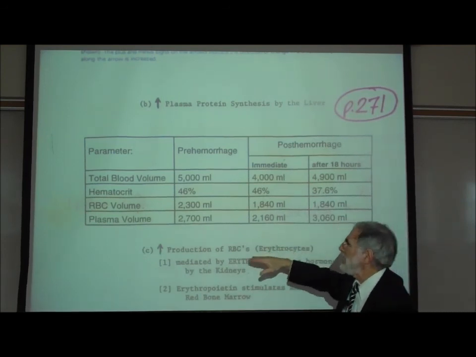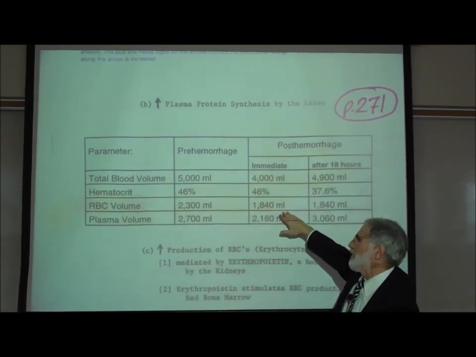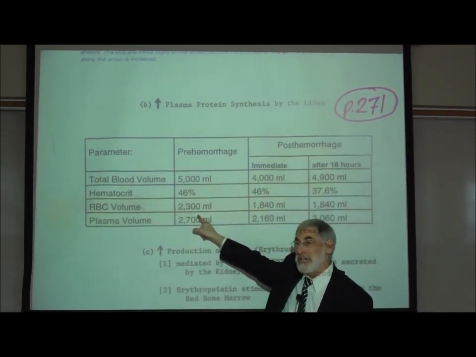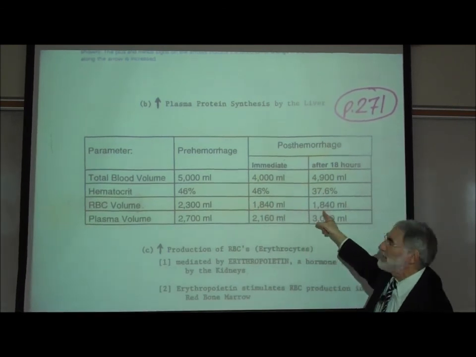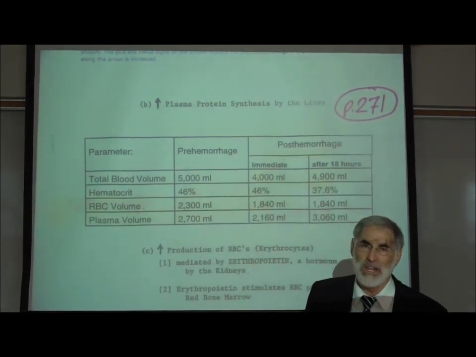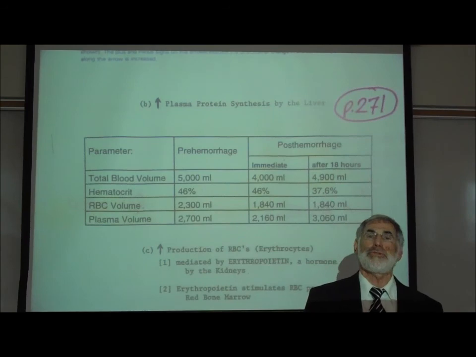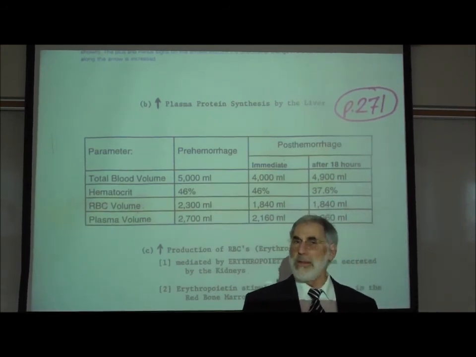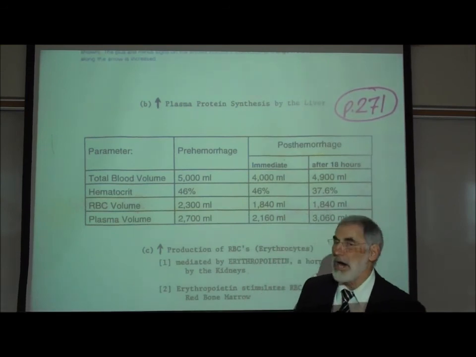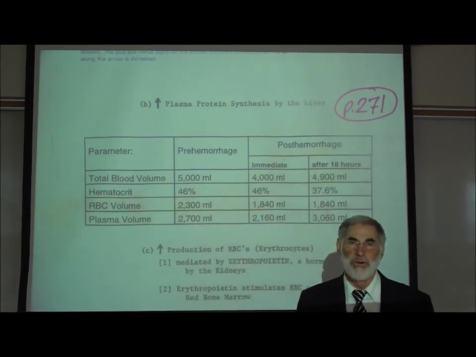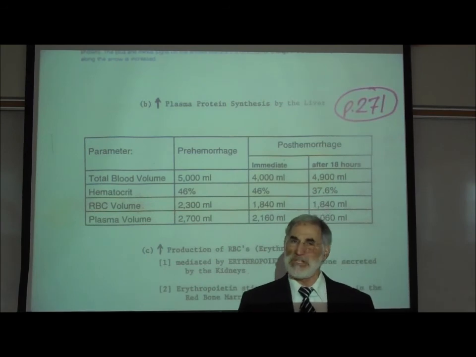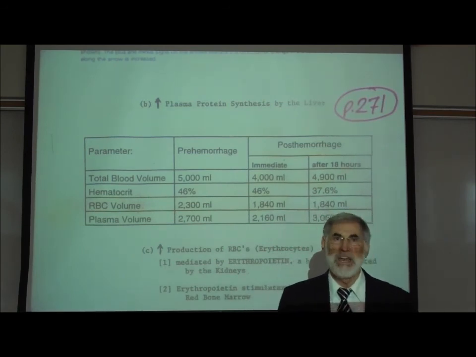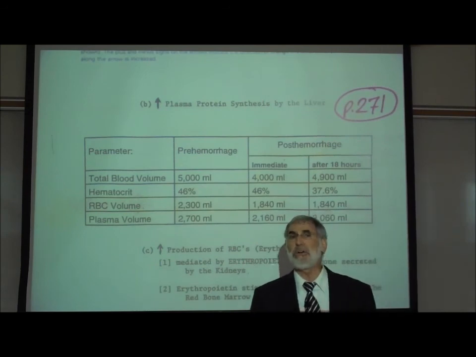As far as replacing the red blood cells that have been lost, obviously the red blood cell volume was originally 2,300. It remains still 1,840. It will typically take 2 to 3 months to replace those red blood cells and bring that red blood cell volume back up to the original normal value. So the replacement of red blood cells takes months. However, the replacement of the plasma fluid is achieved within a matter of hours.